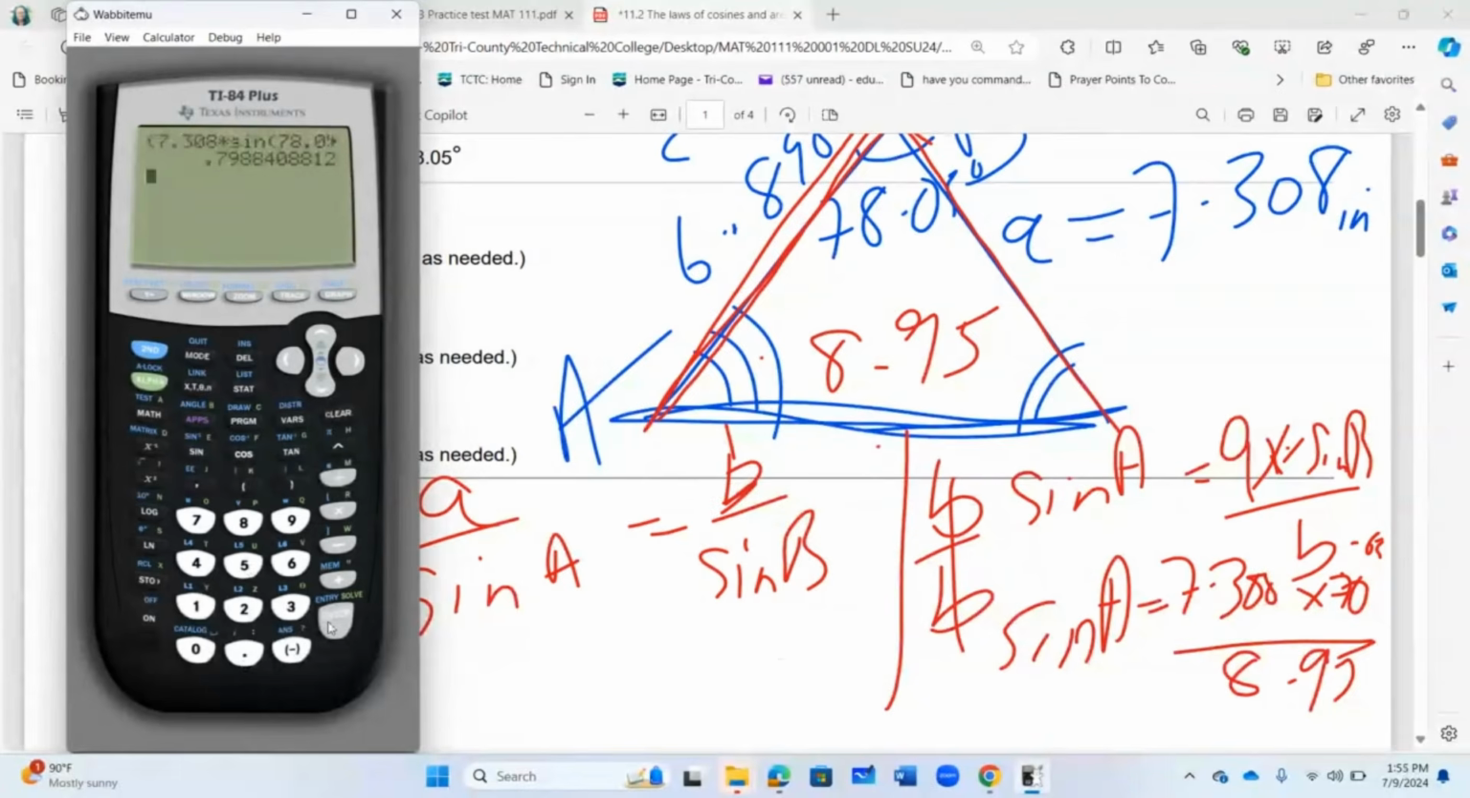That answer should not be more than 1. If that answer is more than 1, we declare no solution, because the range of sine cannot be more than 1. From the unit circle, the range of sine and cosine is from -1 to 1. Now I want to find the sine inverse of that ratio. So the angle is approximately 53.02.